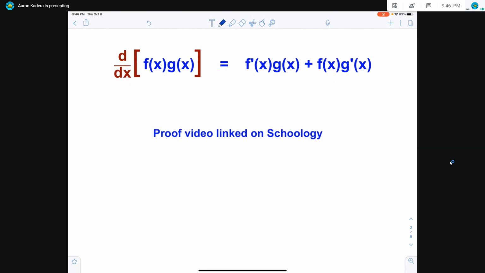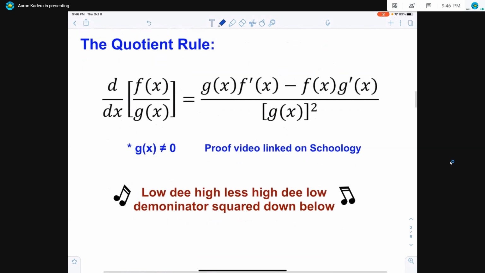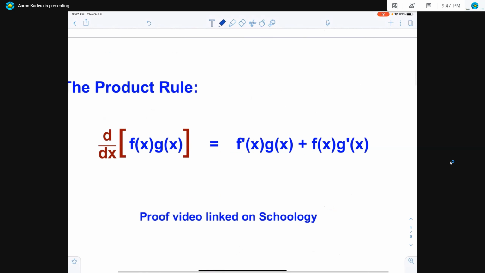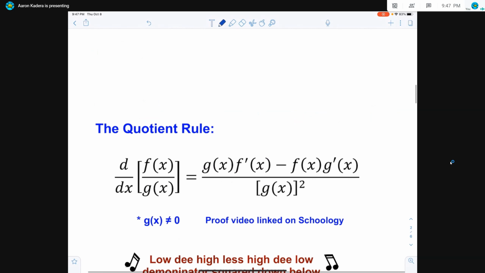The quotient rule is even more complicated. There is another proof of it, again posted on Schoology. I think that the product rule is pretty easy to memorize just because it's like every combination that you would want. It kind of reminds me of foiling. So derivative of the first thing times the second thing plus the first thing left alone times the derivative of the second thing. The quotient rule is slightly more complicated.